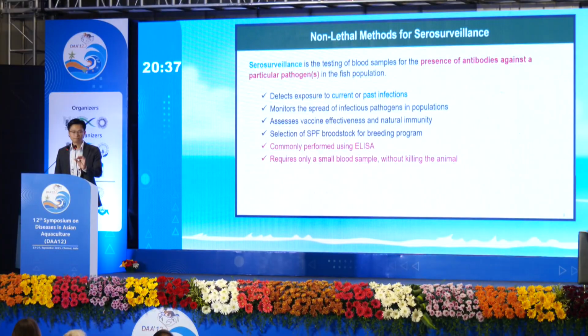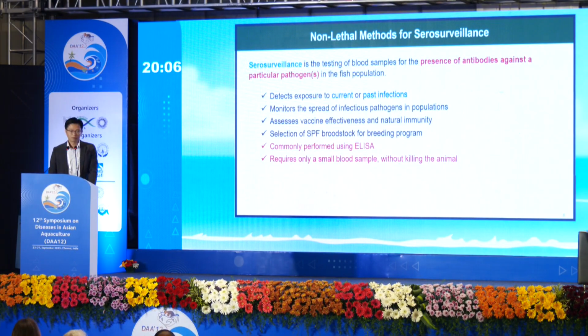And serosurveillance is also used for genetic breeding programs. Many companies work with genetic breeding, and we need to have SPF broodstock. So with serosurveillance, we can identify the ones that are naive, not yet exposed to pathogens, and can be used as broodstock. This also can be used to monitor their population to ensure that they are not exposed to pathogens.